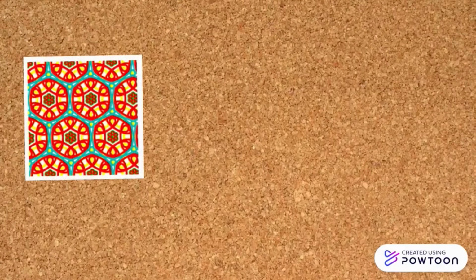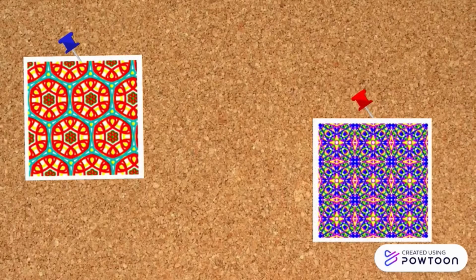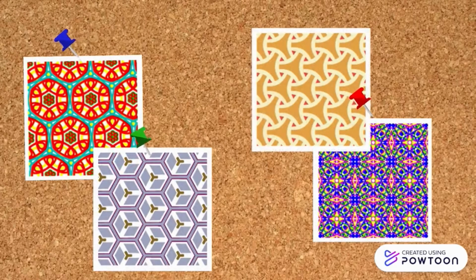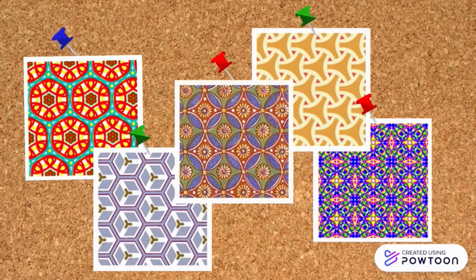Here are some examples of wallpapers. You can see them everywhere. It may be a decorative paper for the walls of a room, or a decorative background image that covers the desktop of a computer or a mobile device.